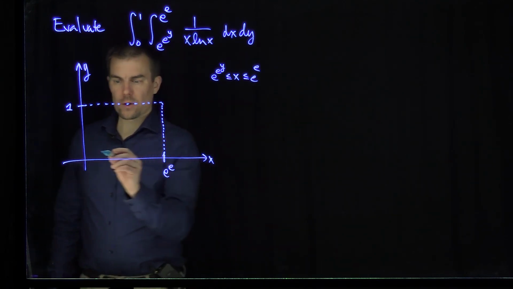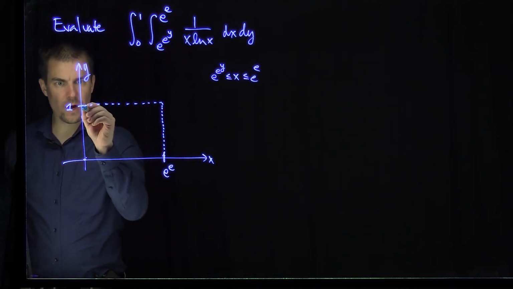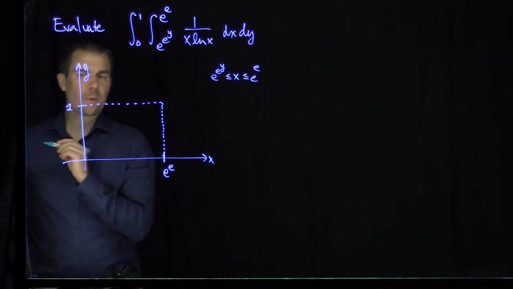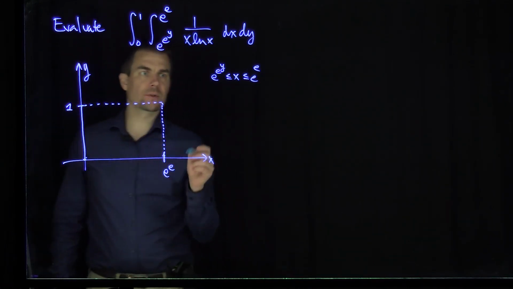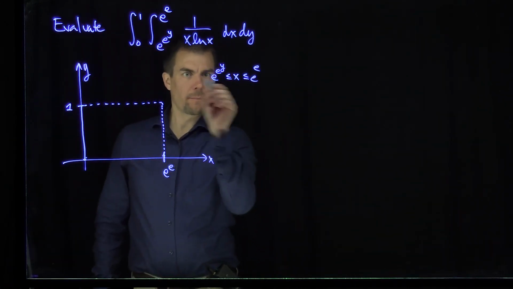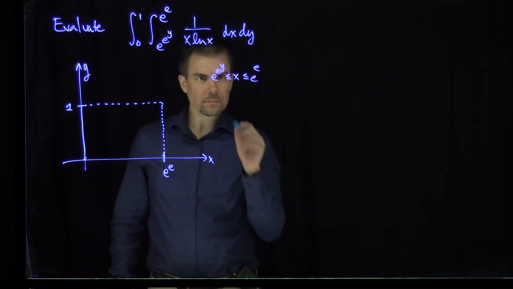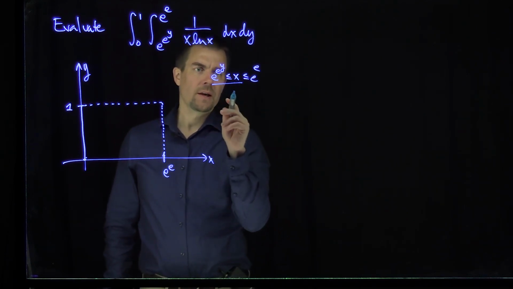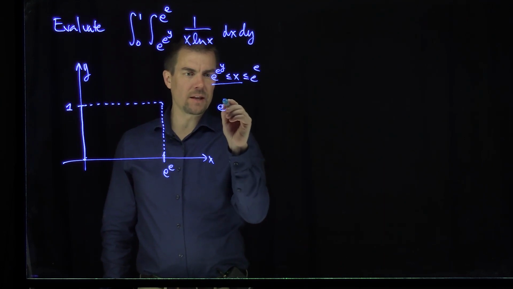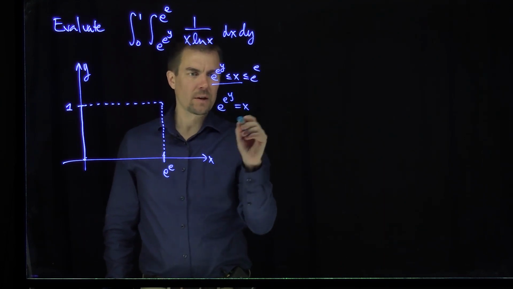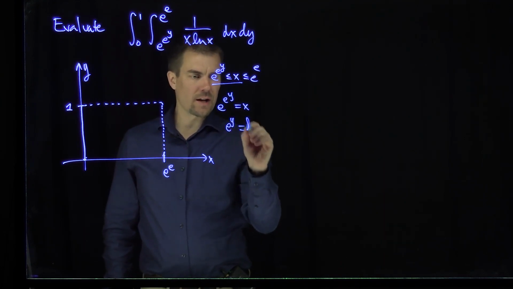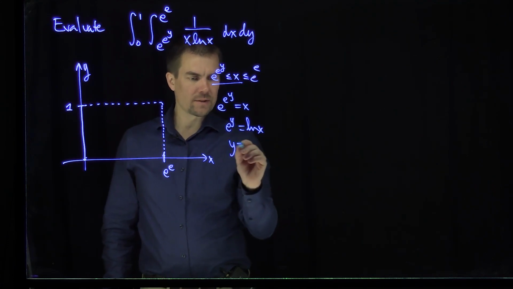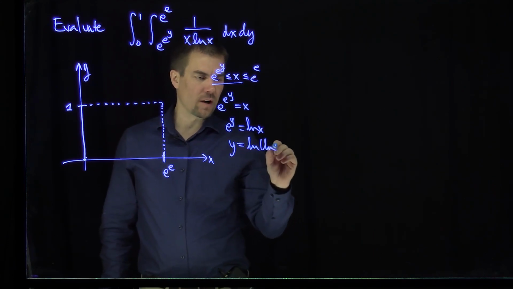And then what happens? I know y goes between 0 and 1. So that's my range of y between 0 and 1. And I want to figure out the range of x. So x goes between e to the e, and the bottom limit for x is e to the y. So if we isolate this equation over here, it becomes the same thing as saying if e to the y is equal to x, then y is equal to the natural log of the natural log of x.